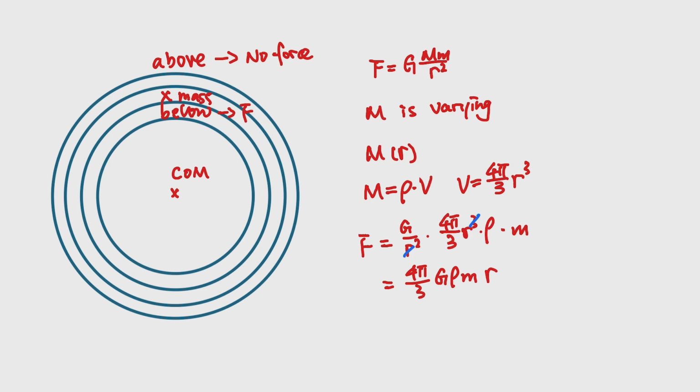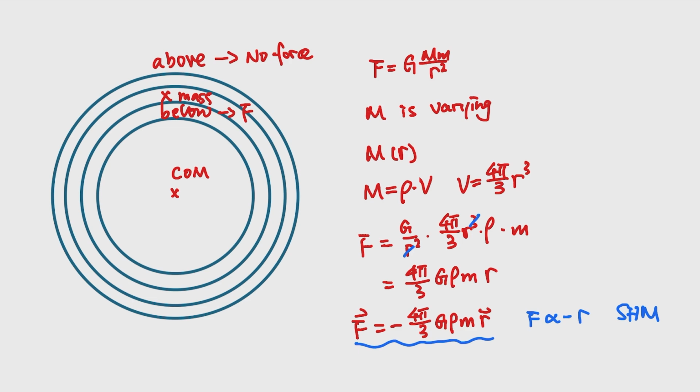This formula now gives us the size of the gravity, but we know that the force is actually a vector, so we need to write that in the vector form. We also know that gravity is an attractive force. This means it will always point in the opposite direction of the displacement r. So F equals minus 4 pi over 3 G rho m r. By looking at this formula, some of you may notice that the force is proportional to the negative displacement. We know that this type of force is going to create simple harmonic motion.